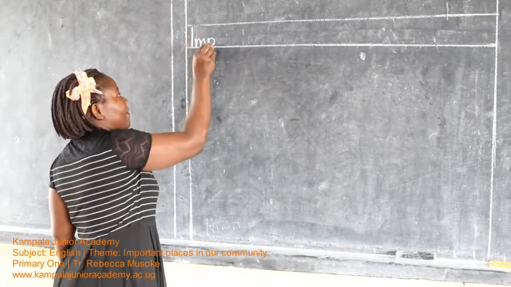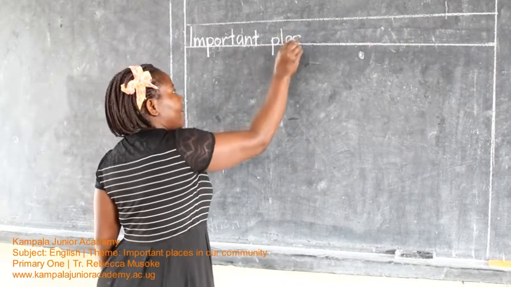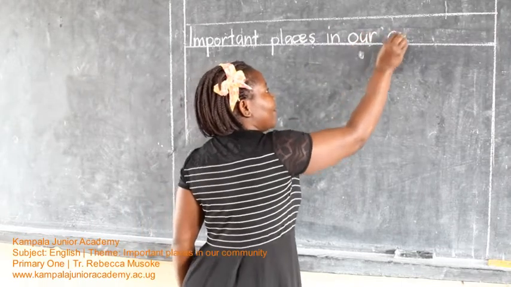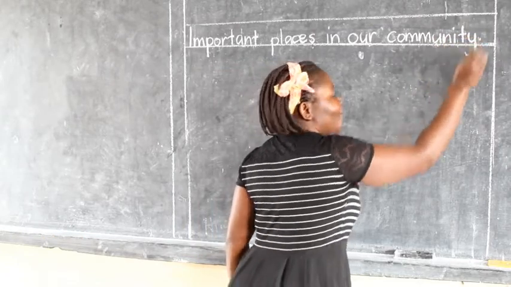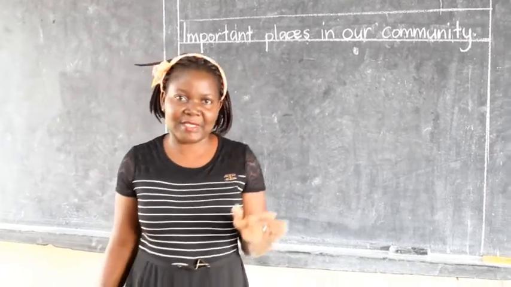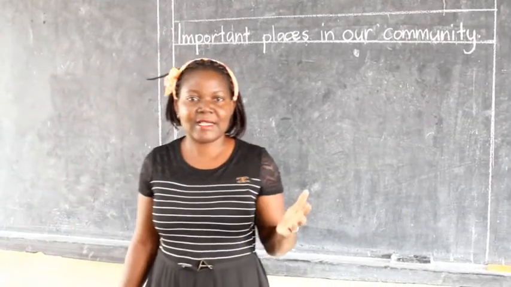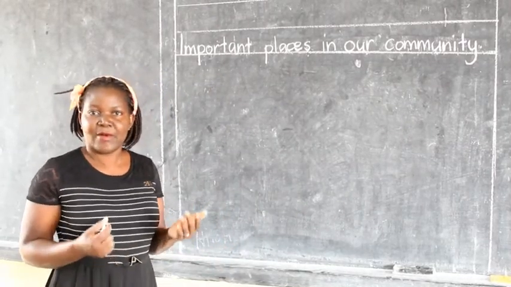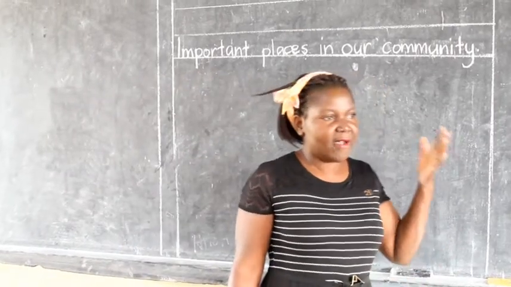Important places in our community. So everybody can read these important places in our community. We want to look at those places where these people, like the teachers, the doctors, the nurses, where they work. So we have different places in our community where we go when we need help. So we have a variety.